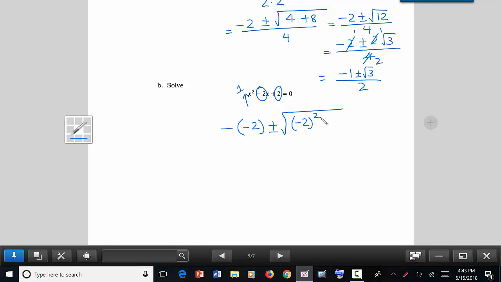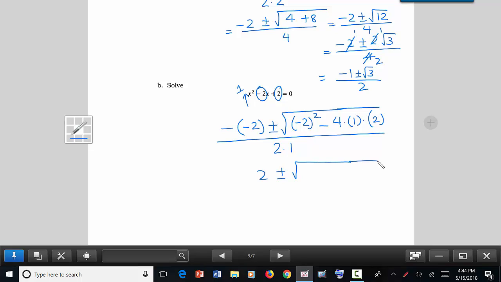square. Whenever you use calculator, please don't forget the parentheses. Minus 4 times a is 1, and then c is positive 2, and divided by 2 times a is 1. So negative of negative 2 is positive 2 plus minus square root over negative 2 square. We multiply negative 2 twice, that gives positive 4 minus 8 divided by 2.